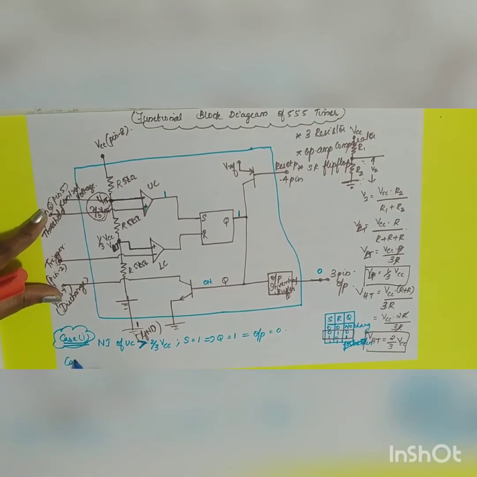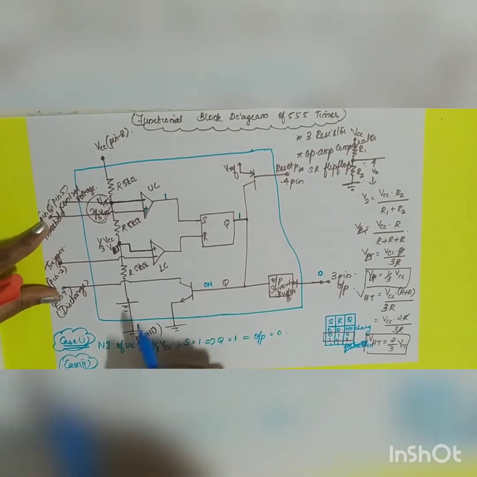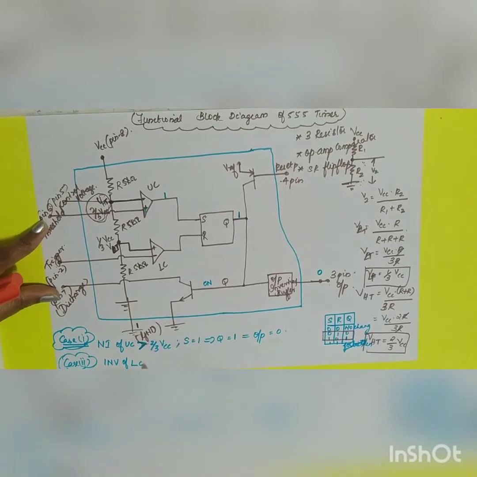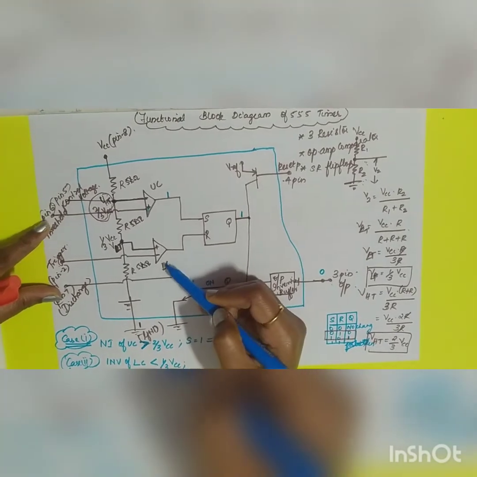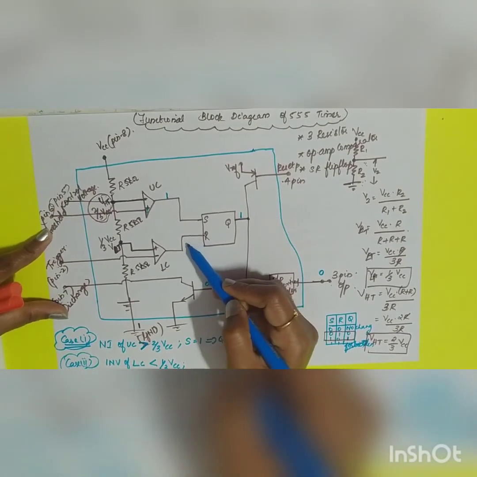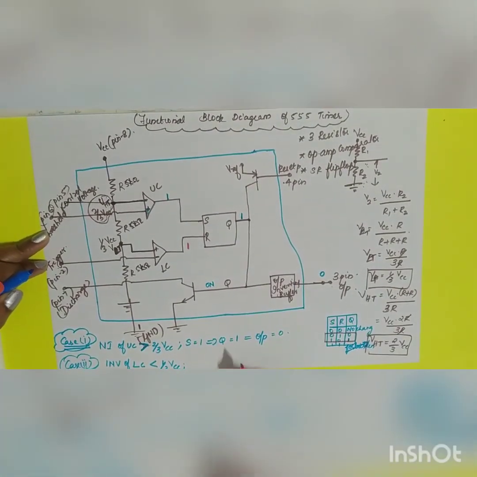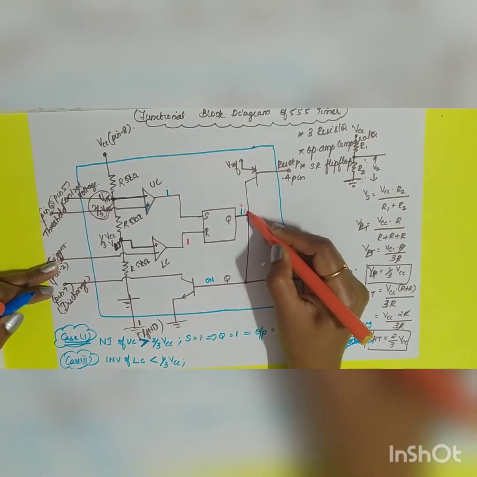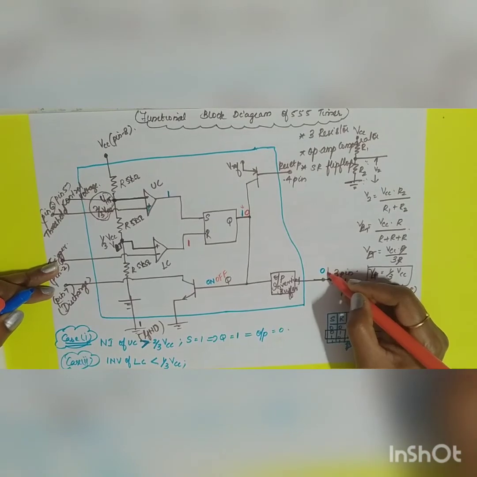Now case 2. In case 2, what is happening? See here, your next triggering point is 1/3 VCC. So when the inverting terminal of the lower comparator drops below 1/3 VCC, your lower comparator will get triggered and R will be equal to 1. Now in the second case, when R is equal to 1, Q will be equal to 0. When Q is equal to 0, the transistor will be off. What will be your output? Output will change to 1.